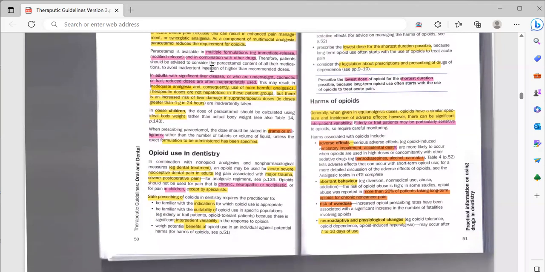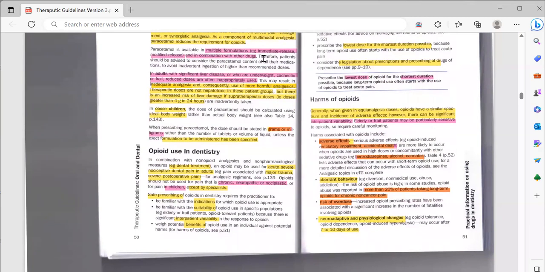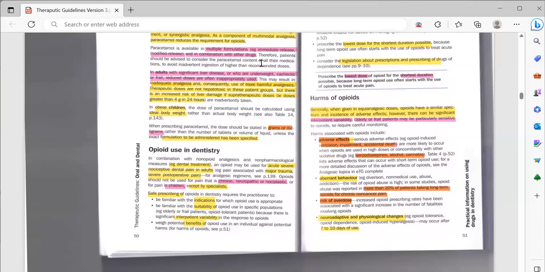Paracetamol is available in multiple formulations, like immediate release and modified release, and in combination with other drugs as well. Therefore, patients should be advised to consider the paracetamol content of all their medications to avoid inadvertent ingestion of a higher than recommended dose. So, for example, it is also present in combination with other drugs, right? And multiple formulations are available.